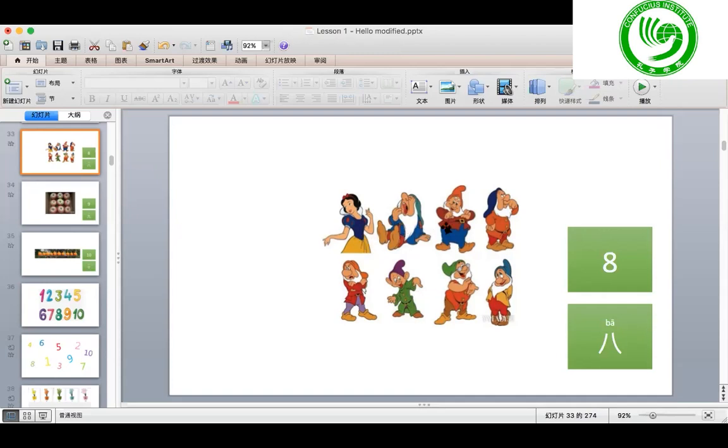1, 2, 3, 4, 5, 6, 7, 8. 很好。Now this time, you please try to count from 1 to 8 by yourself. 很好。So remember, just now, 徐老师 mentioned that Chinese people like number 6.